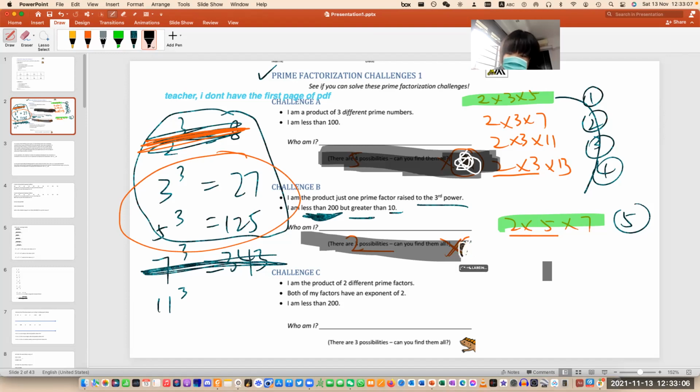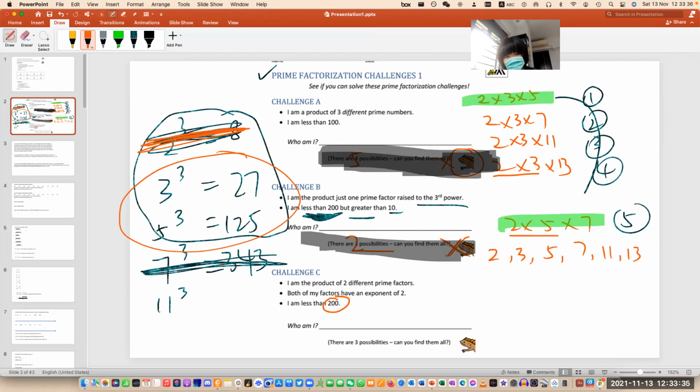Next, challenge C. Oh, sorry. I am the product of 2 different prime numbers. So let me just list down the first few prime numbers. Both of my factors have an exponent of 2. I am less than 200. I'm the product of 2 different prime factors. Both of my factors have an exponent of 2.